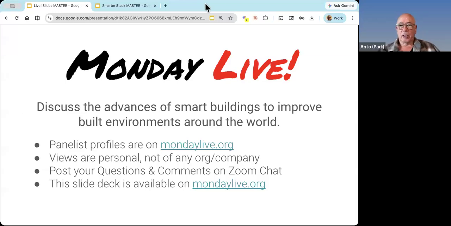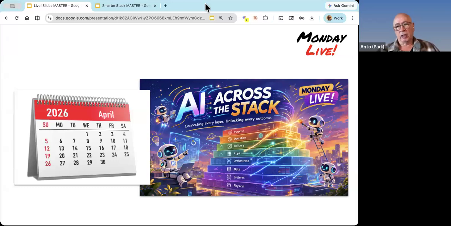So we are starting a new month today. This is the first Monday of April. Wow. And our theme for this month is AI across the stack. And the stack here is referring to the smarter stack, a tool that we created some 3 or 4 years back that we want to revisit and apply the AI thinking to, to see what we're going to get out of that. So looking forward to that.